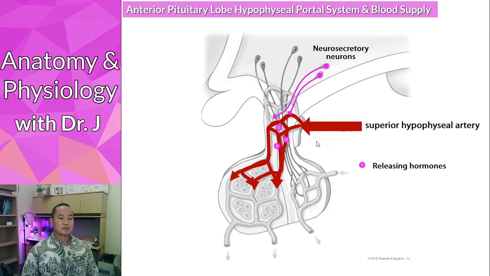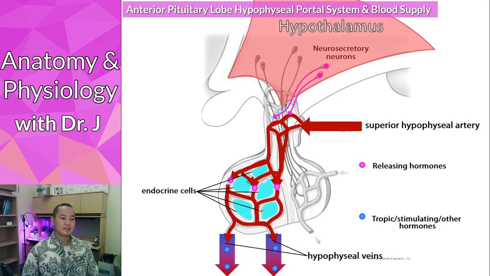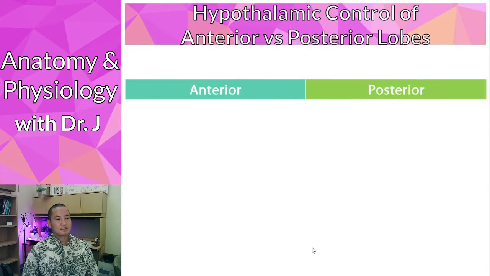These carry this category of hormones we call releasing hormones to these special endocrine cells in the anterior pituitary. And then these release yet another wave of hormones that are carried to the rest of the body via the hypophyseal veins. Alright, so there is a difference in this hypothalamic control. Even though they're part of the same gland, notice that we see some differences in the anterior and posterior blood flow, and also just how things are controlled.